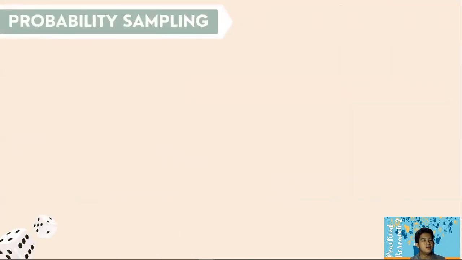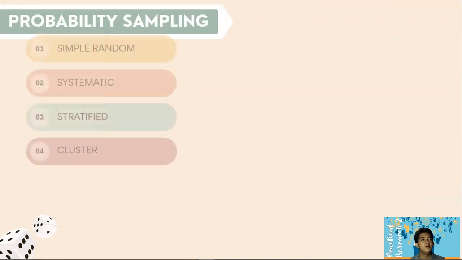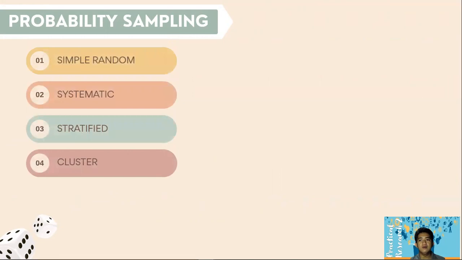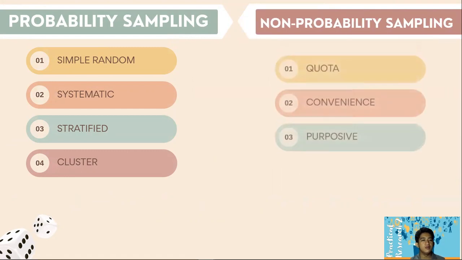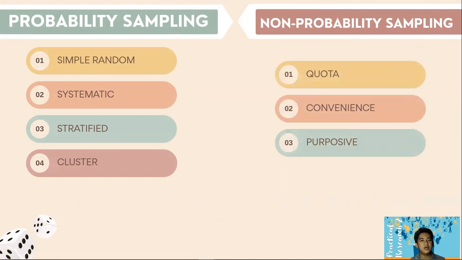To summarize, there are two methods of sampling. We have probability sampling, which includes simple random, systematic, stratified, and cluster. And we have non-probability sampling with quota, convenience, and purposive sampling. And for us to calculate the sample size, we use Slovin's formula.